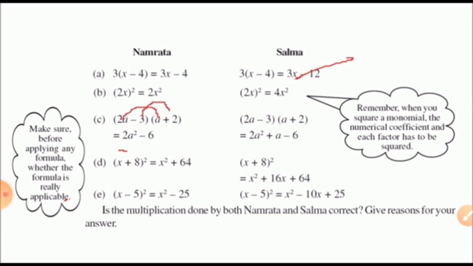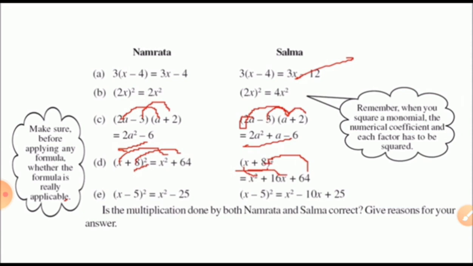Remember, when you square a monomial, the numerical coefficient and each factor has to be squared. Make sure before applying any formula whether the formula is really applicable. Don't do it directly. x minus 5 square is equal to x square minus 25 is the wrong answer. You should write x square minus 10x plus 25 as the answer.